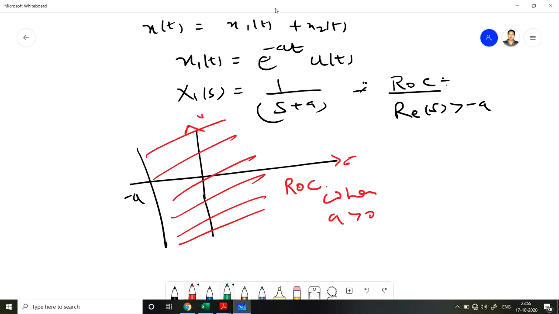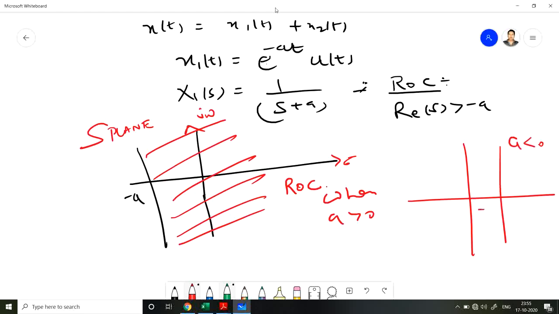This is sigma, this is j omega, this is the s plane. And when we have a less than 0, then this is minus a, and real part of s is greater than minus a. So this is the ROC when we have a less than 0. We can consider both cases.